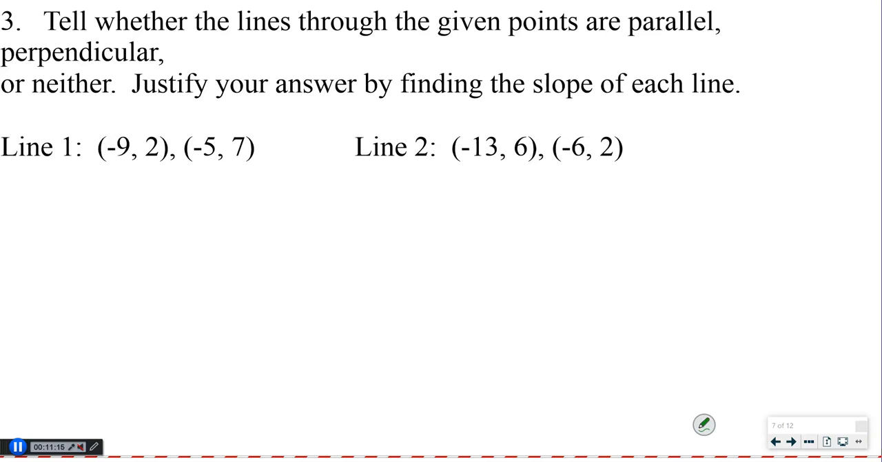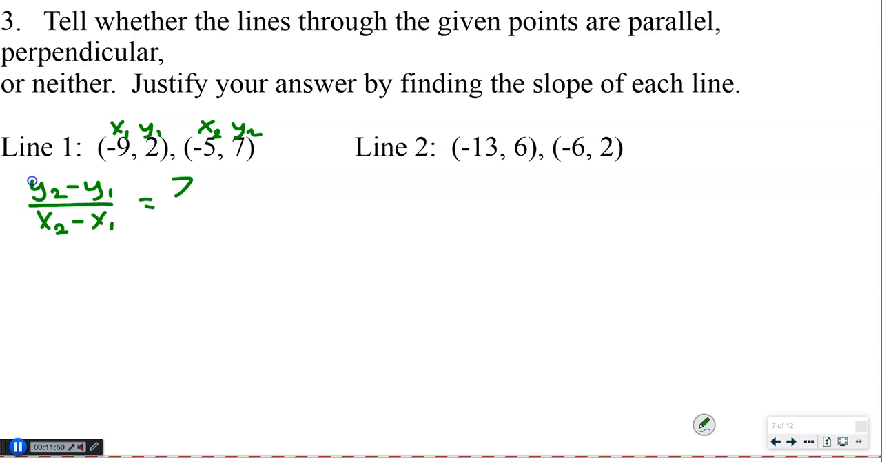In this example, we need to tell whether the lines through the given points are parallel, perpendicular, or neither, and justify our answer by finding the slope of each line. So we need to find the slope of these lines. So let's start with line 1. Remember, our slope formula is y2 minus y1 over x2 minus x1. So if I were to call this x2 and y2, this would be my x1 and y1.